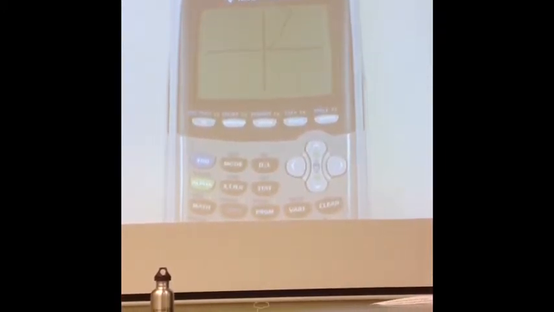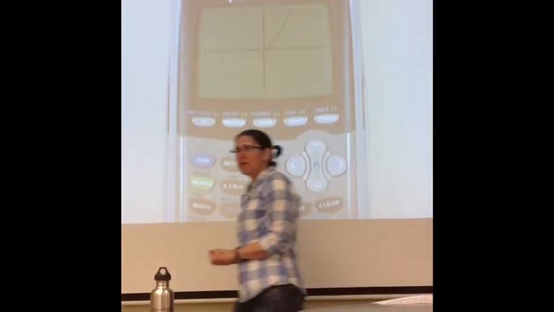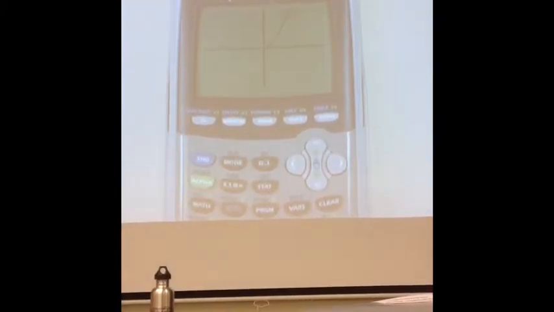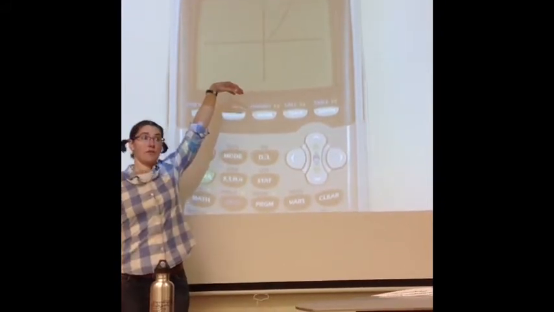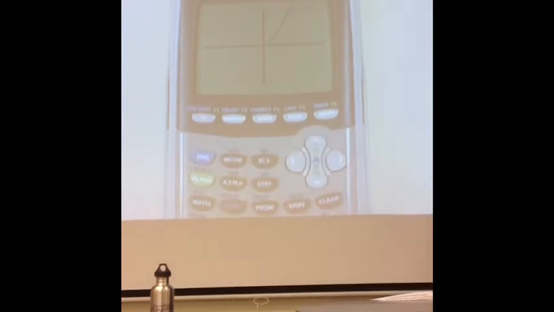And take a look at the picture that we ended up with. With our choice of zoom standard, we ended up with that top half, but not the bottom half of this particular curve. So once you've done that picture, go to Window.